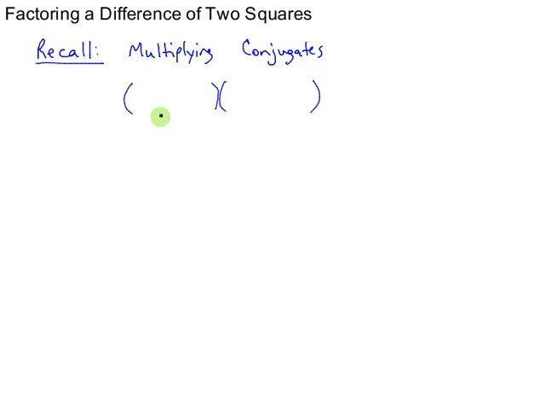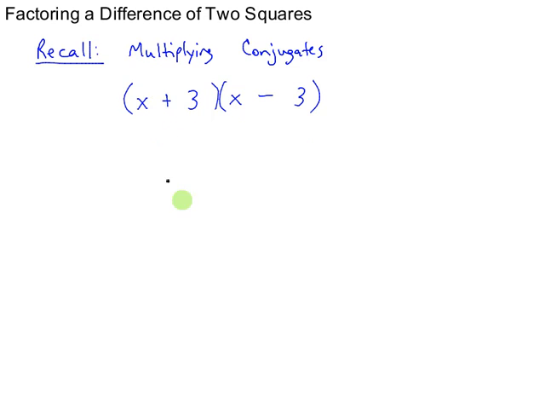Before we get into factoring a difference of two squares, let's start by recalling something that's rather important to this. I want you to recall what happens when you multiply conjugates. An example of multiplying conjugates is two binomials, maybe where one is x plus 3 and the other one also has x and 3, but instead of a plus it has a minus. So these two things are conjugates because they're the same, except one is a plus and one is a minus.